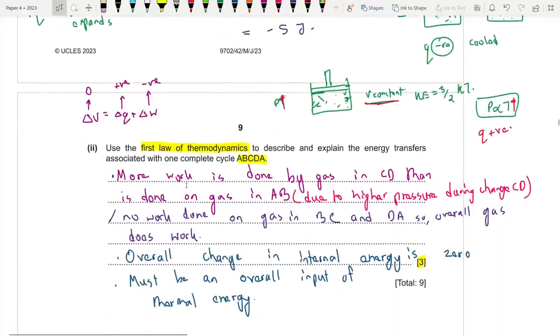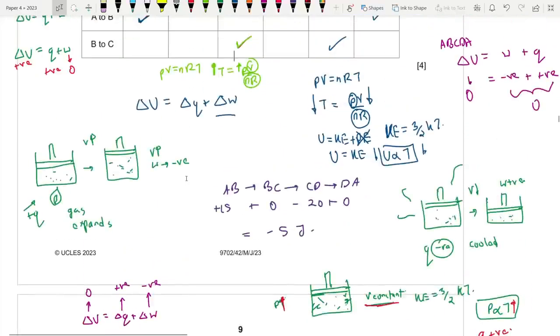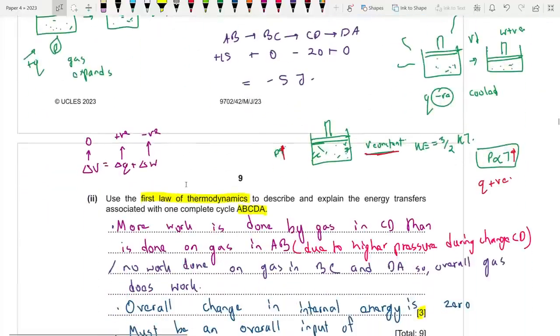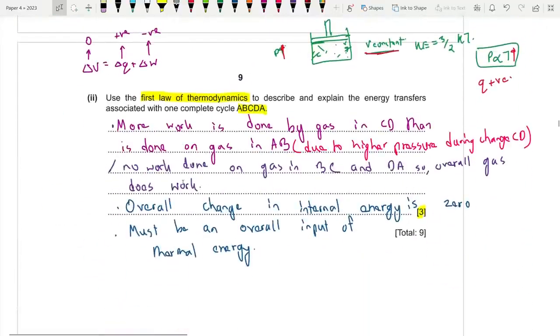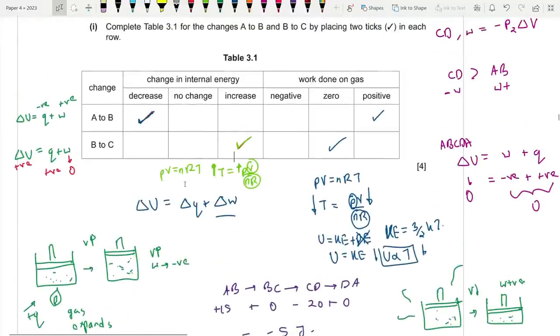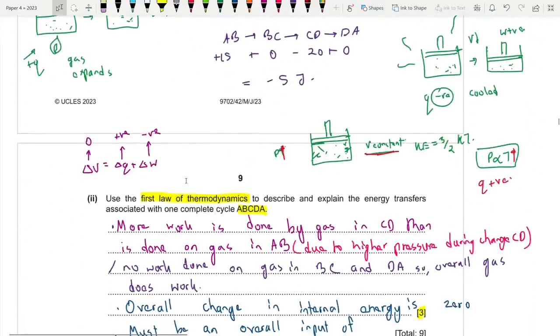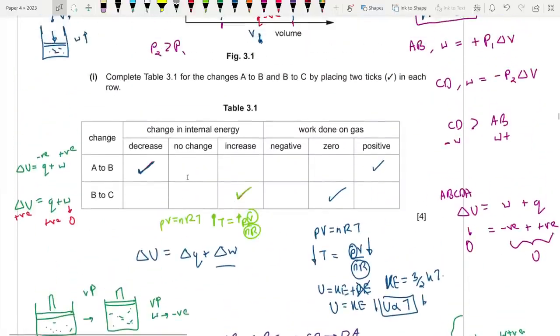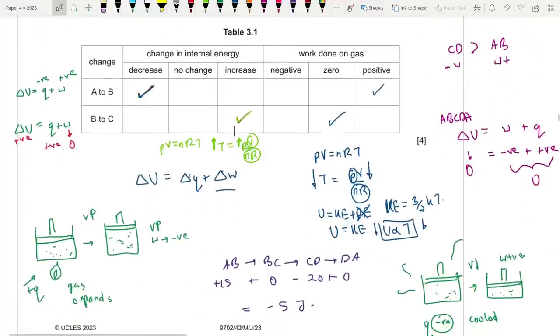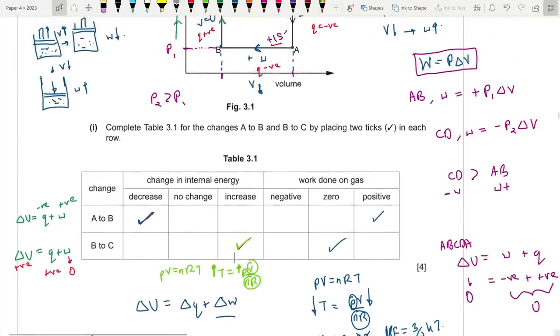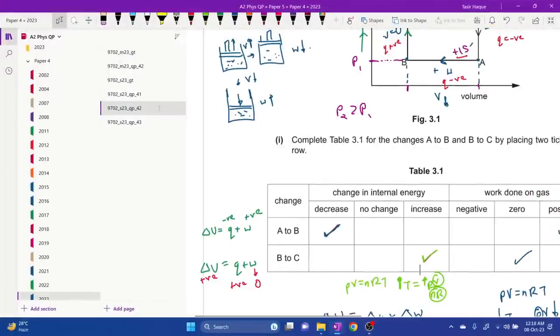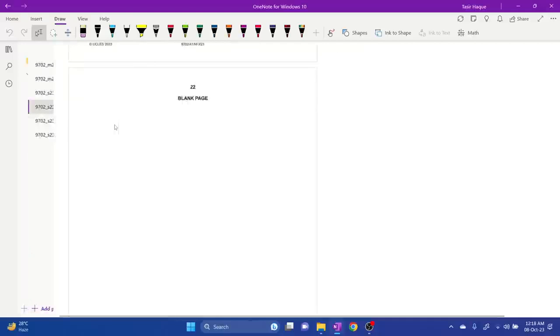And for this question over here, we had to talk about ΔU is equal to Q plus W. Okay, that explanation was overall fine. That more work is done by the gas in CD compared to AB, or else it wouldn't match. That is mentioned in my video over there. But yeah, I'll just link this part in the comment section and description box for my solve video for paper 4-1.